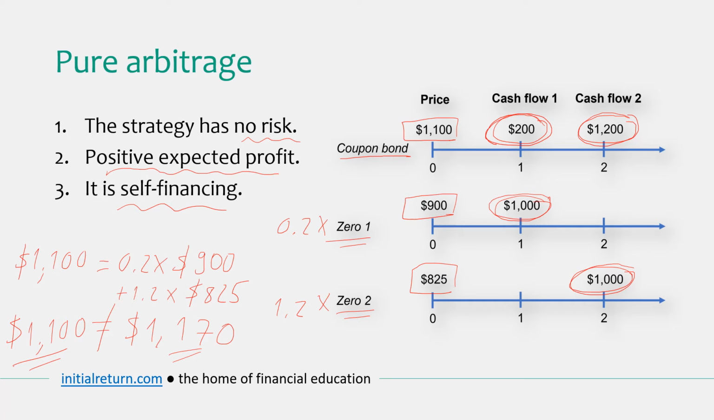So I'm going to short sell the portfolio and use the proceeds generated from there to invest in the coupon bond. This strategy has no risk because the cash flows are identical. It will yield me a positive profit, and I have used no capital of my own, so it is completely self-financing because of the combination of long and short positions. So this is what we mean by pure arbitrage.